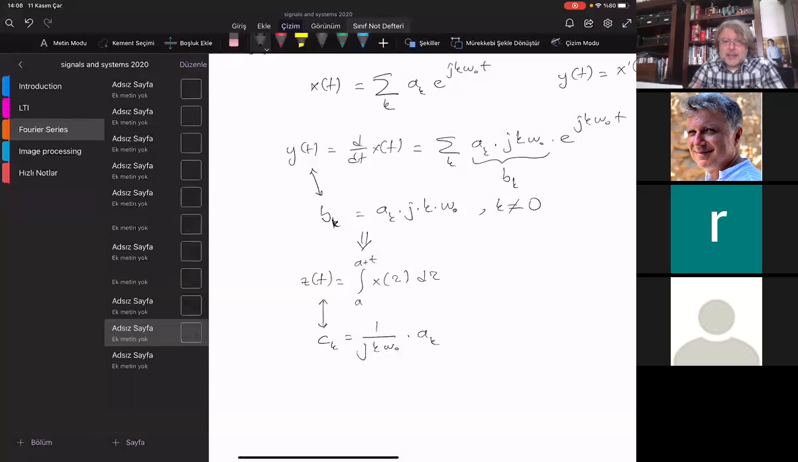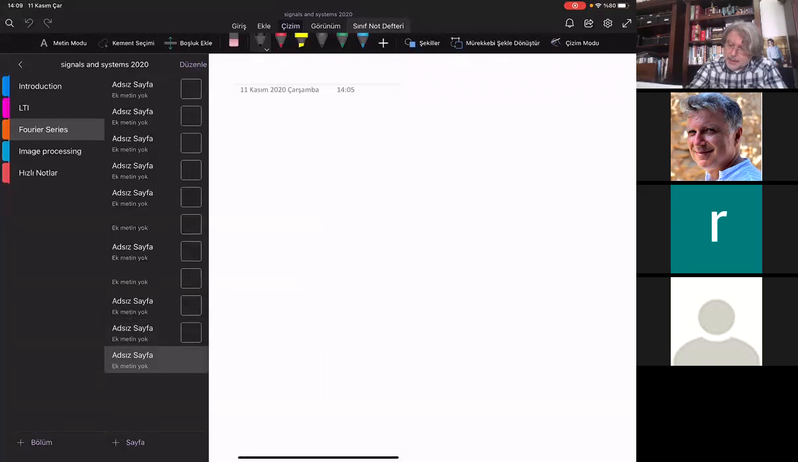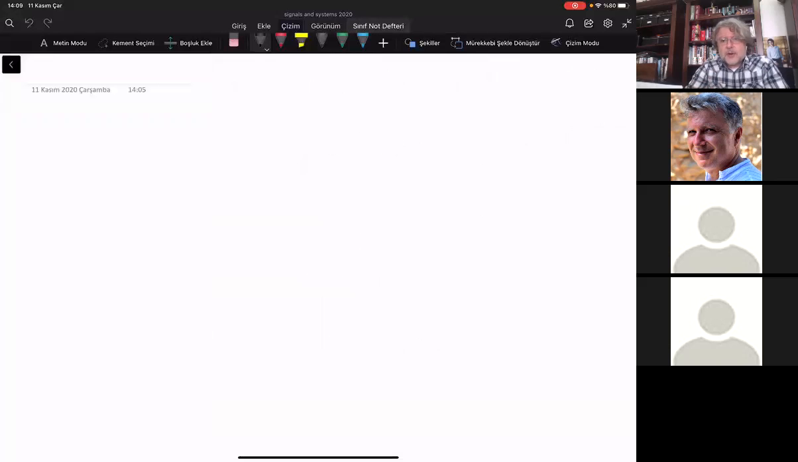In the derivative, you're multiplying with jk omega 0. In the integral, you're dividing by the jk omega 0. But again, for k different than 0, not for the dc. You have to handle the dc coefficient separately all the time. It's a necessity. Okay, now we can continue or start some examples, seeing some examples.